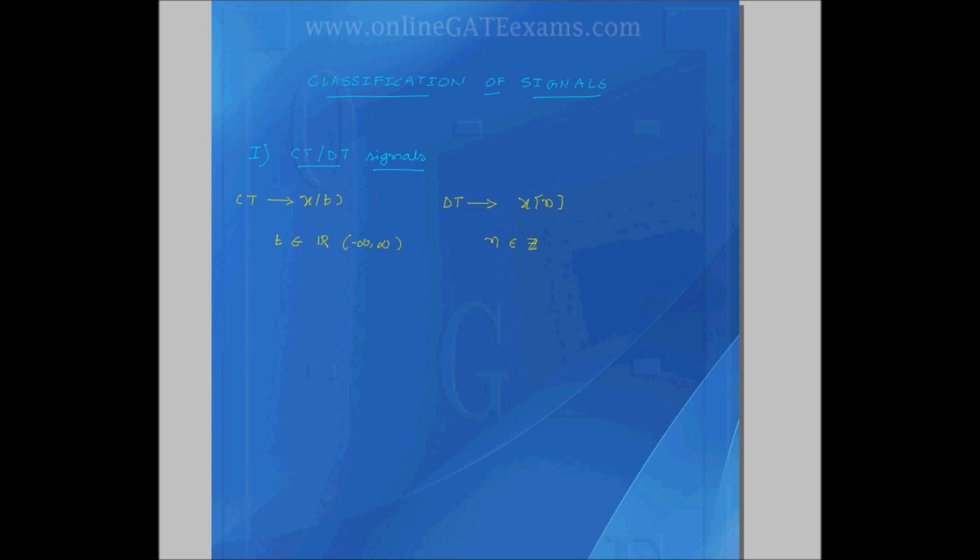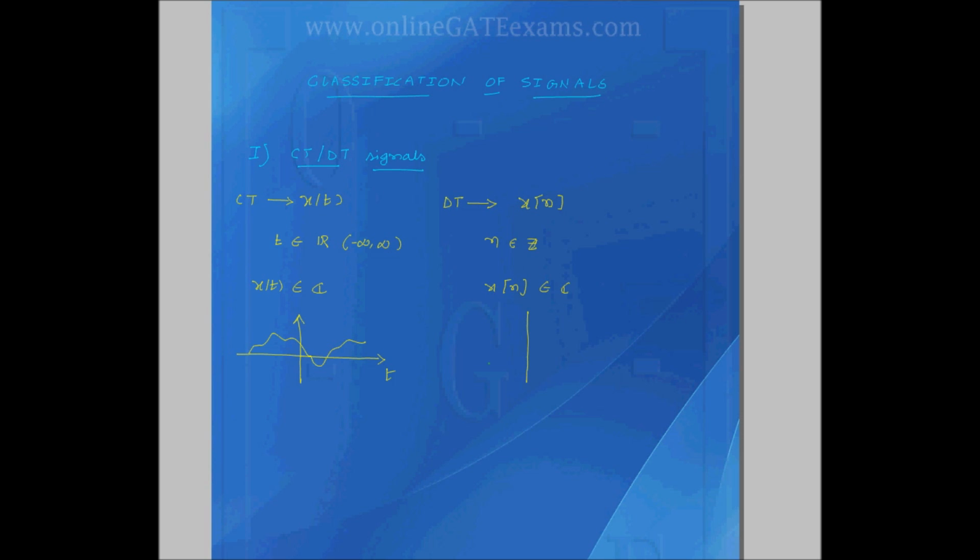For a discrete time case, n can take only discrete values. And what about the amplitude of the signal? The amplitude of the signal can be complex. So here also the amplitude of the signal can be complex. Okay, so if you want to plot any continuous time signal, it will look something like this. This is the way you plot a continuous time signal. This is just an example.